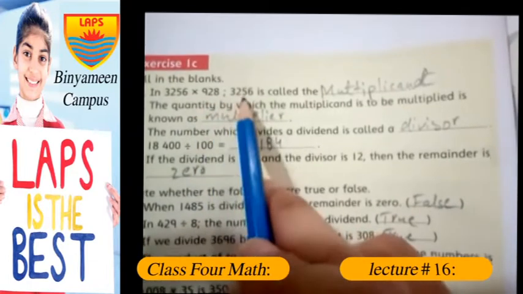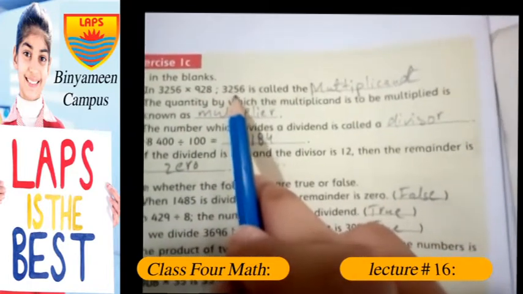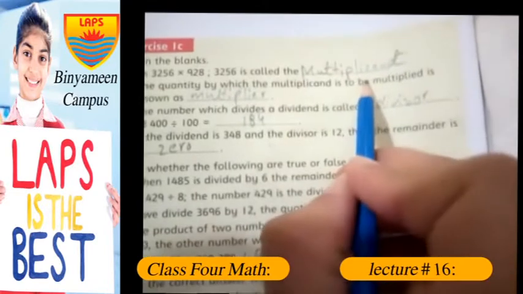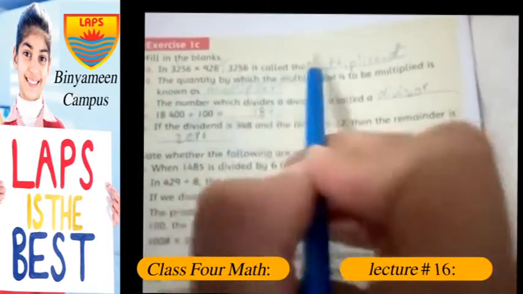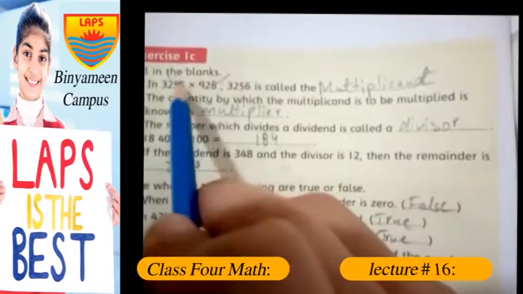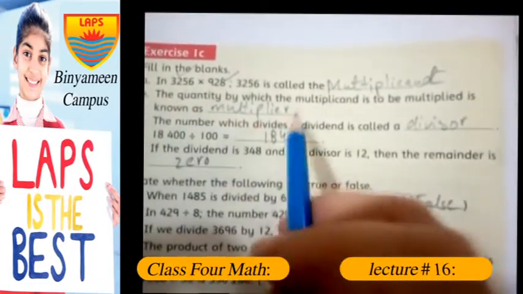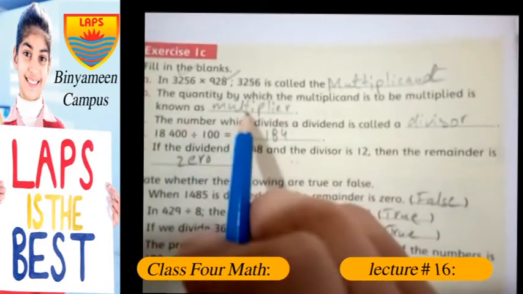3256 multiplies 928, 3256 is called the multiplicand. Because there are two values, the one is multiplier and the other one is multiplicand. So this value here is multiplicand. The quantity by which the multiplicand is to be multiplied is known as multiplier.